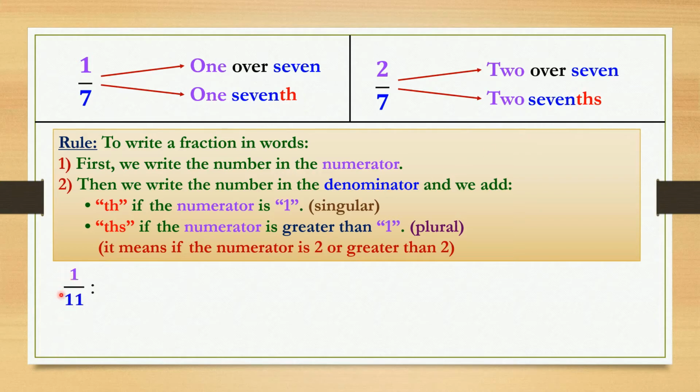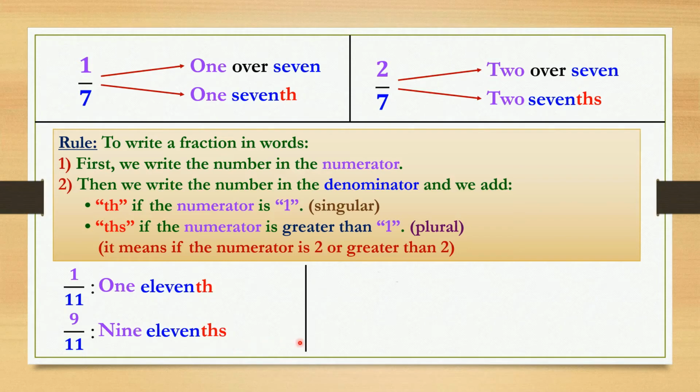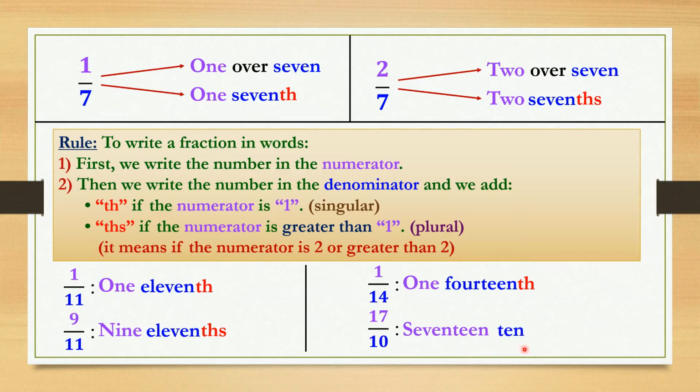This fraction, 1 over 11, we read it one eleventh, we add th. 9 over 11, we read it nine elevenths, we add ths. 1 over 14, we read it one fourteenth. 17 over 10, we read it seventeen tenths, we add ths, because 17 is more than 1, so it's plural.